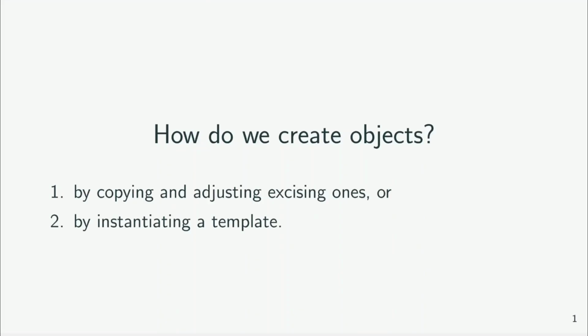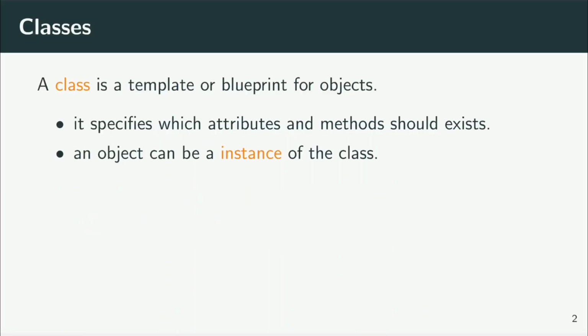Now, Java follows the second approach, and this is exactly where classes come in. A class is simply a template or a blueprint for creating objects. The class specifies which attributes and which methods the objects will have. When we create objects according to such a template, we call them instances of that class.